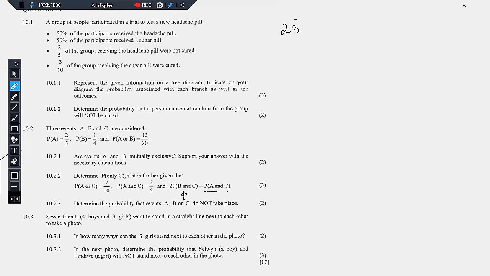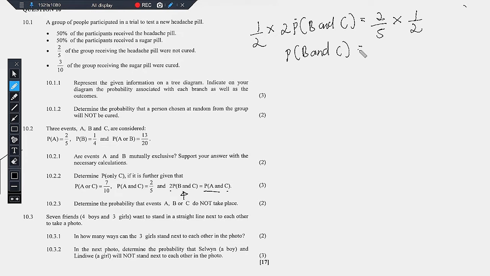Let's start with that. So 2 times the probability of B and C is equal to the probability of A and C, which is 2/5. Now to get rid of this 2, we can multiply by the reciprocal, 1/2. What you do on the left-hand side, you obviously have to also do on the right-hand side. Then P of B and C is equal to 1 over 5. So we know the 2 and 2 cross divide there. So we are left with 1 over 5. You can even press the calculator to confirm.